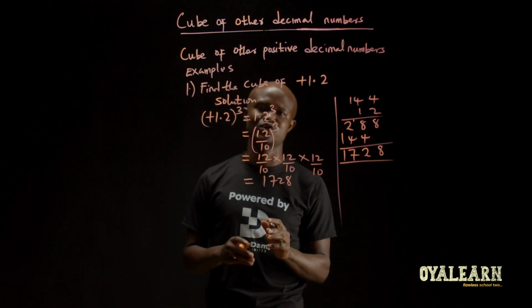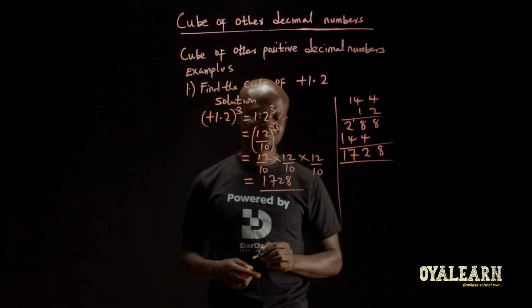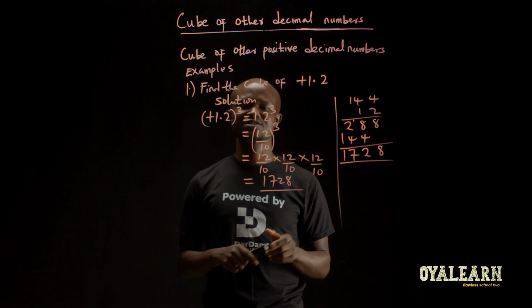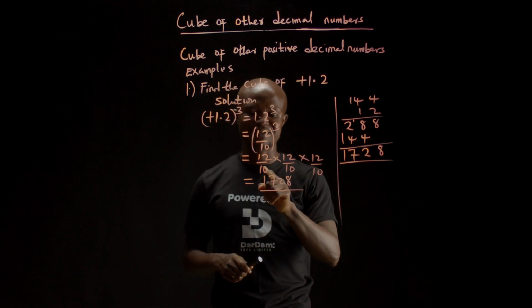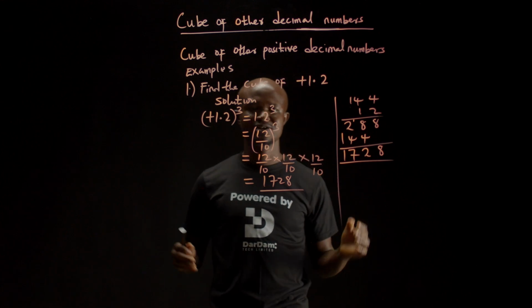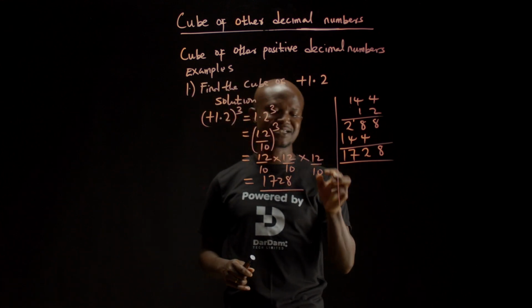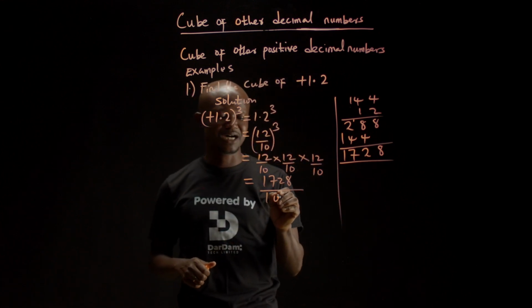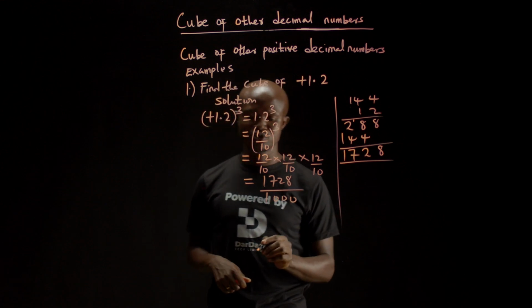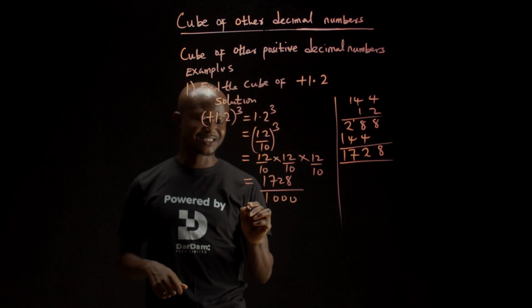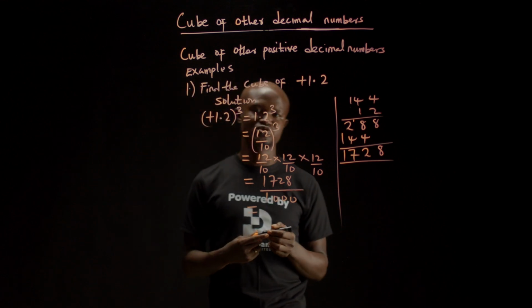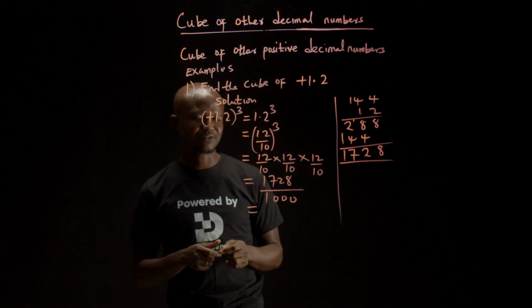So we now have 1,728 at the numerator, divided by, what do we have for the denominators? So at the denominators, we have 10, we have 10 here, we have 10. So we multiply. 10 times 10 times 10 will give us 1,000. So in this case, converting these to decimal, what do we have?